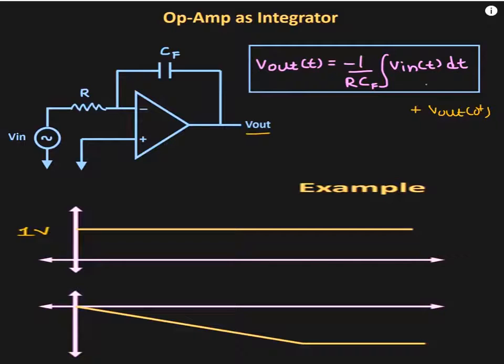If I give a DC input, say a 1 volt DC input, to this op-amp, I will get the output as I have written below. Here we have minus 1 by R CF. So the output goes downwards and linearly increases. At one particular point, you will get a constant.